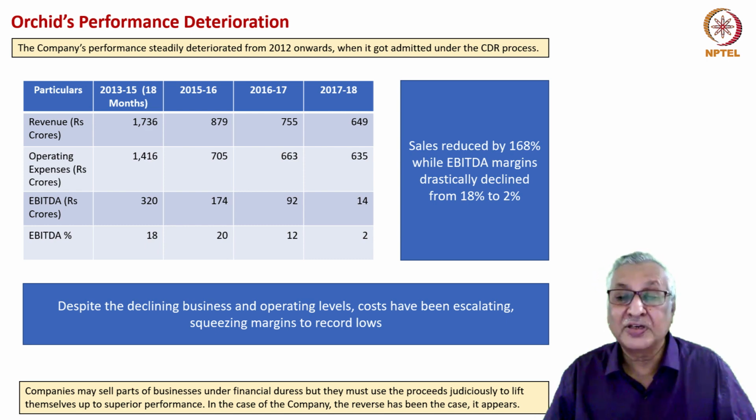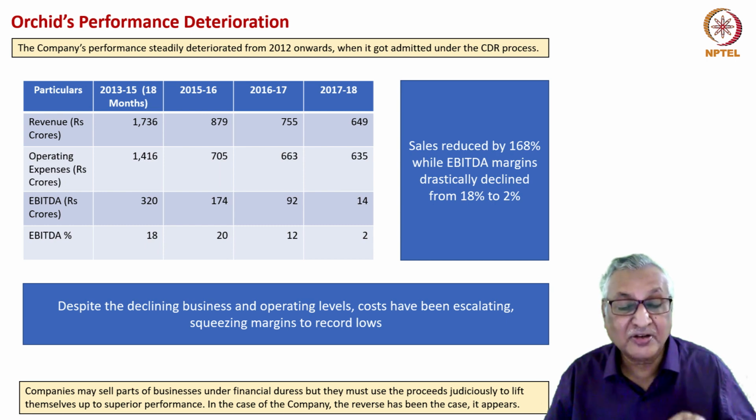And that has been one of the reasons why Orchid found it difficult to support itself except through the IBC process. The capital structure had to be reconstituted with a large proportion of the debt being written off and the equity capital restructured to allow a favorable entry by the bidder.